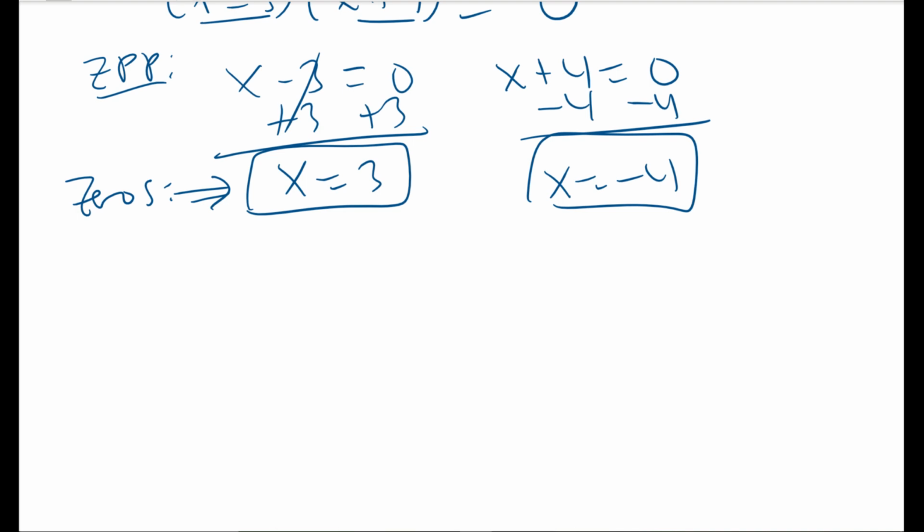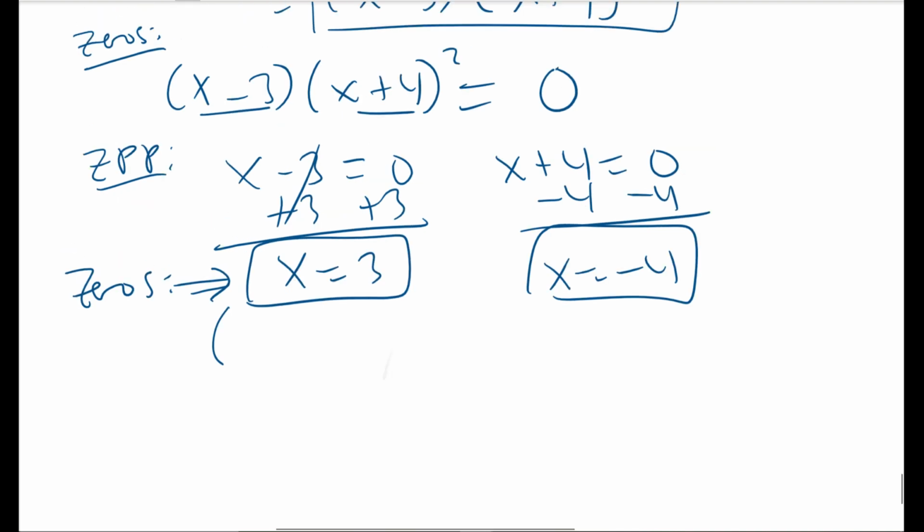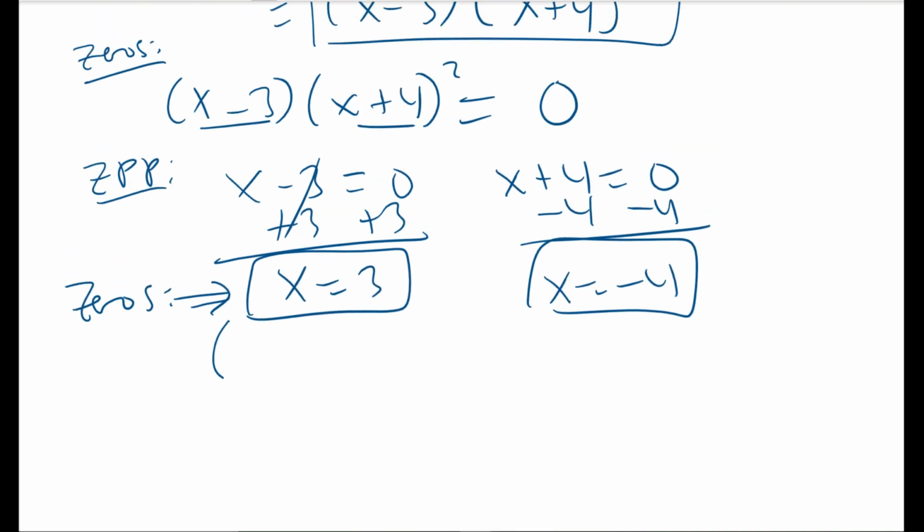What are the multiplicities? Well, here for the multiplicity, how do we do multiplicity? We look at the exponent for each of the factors. So here there's an invisible exponent of 1. Here there's an exponent of 2. So this means here our multiplicity is 1 for x equals 3. And for -4, our multiplicity is 2. All right, so that's it for our multiplicities.